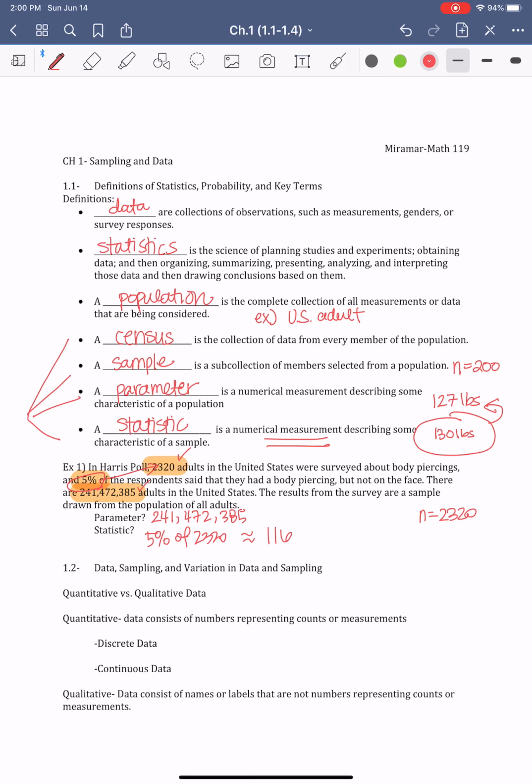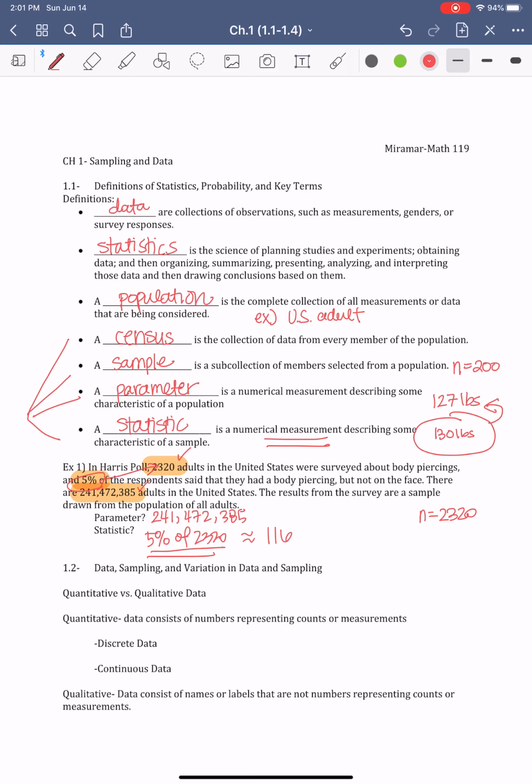Now when you write the statistic, don't just say 5%, because when you say 5%, I don't know 5% of what. Is it out of 2,320 or the 241 million? So make sure you write the whole thing and then calculate it. So it will be 116. Again, don't get confused between the sample size, which is 2,320, and the statistic value. Okay.